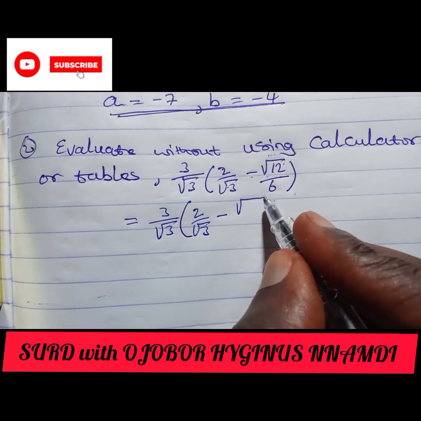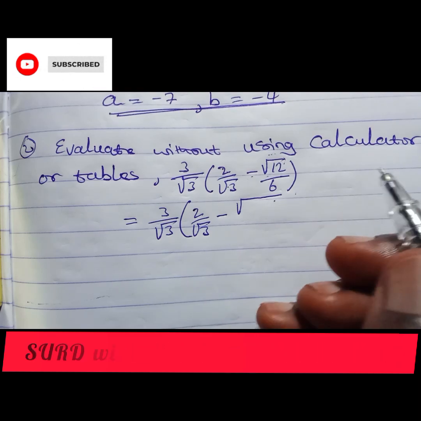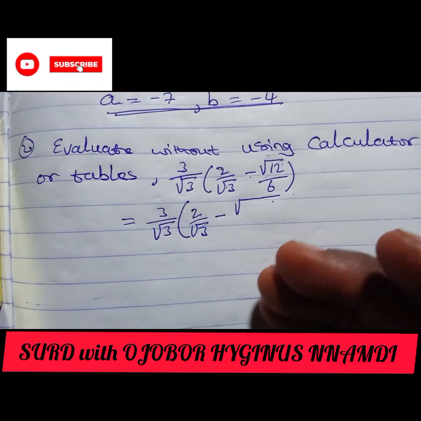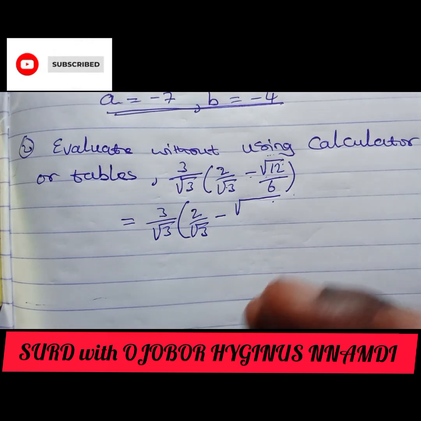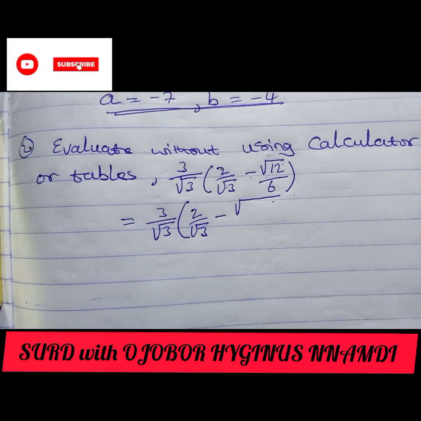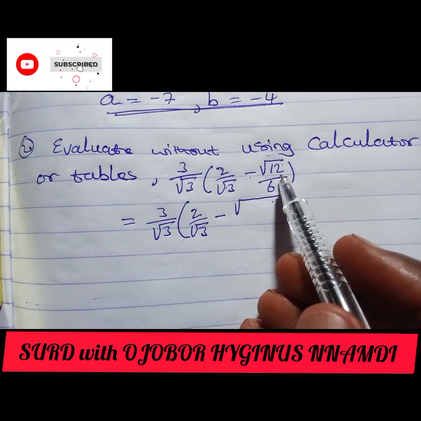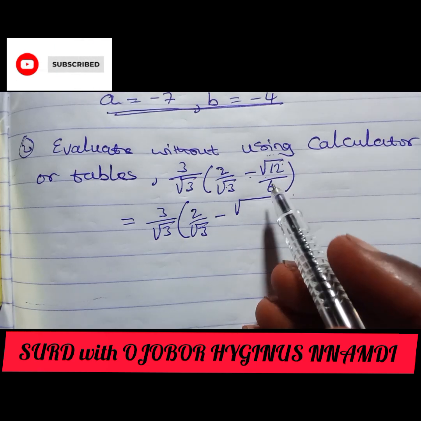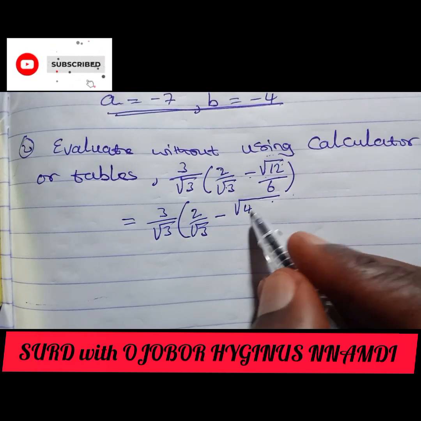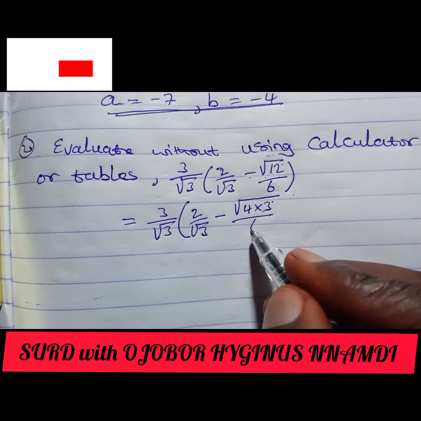Remember that for root 12, we need the perfect square that can divide 12. Remember when we are doing our perfect squares, we have 1, 4, 9, 16, 25, and thereabout. So amongst these numbers I have mentioned, it is 4 that can divide 12 without remainder. And when 4 divides 12, you have 3. So 12 can be replaced with 4 and 3 all over 6.